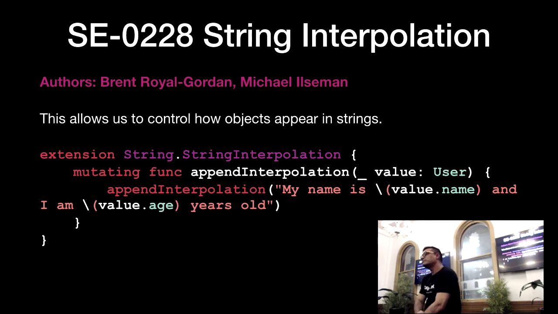Now, the best part is you can actually write your own string interpolations, so you can format how you want that particular thing to be. All you need to do is set this extension and add a function called appendInterpolation. And if you do that, you're all good.